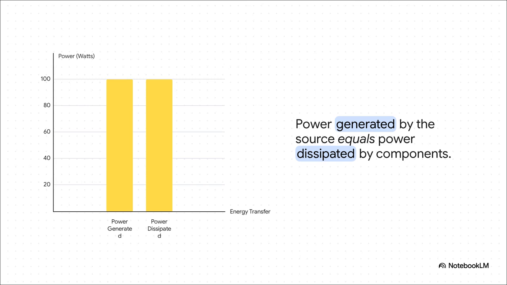And this just drives home that point about conservation. It's a strict, unbreakable rule. The amount of power that the generator puts into the system has to be exactly equal to the total power that's used or dissipated by all the parts, like our resistors, turning it into heat. Nothing is ever lost, it just changes form.